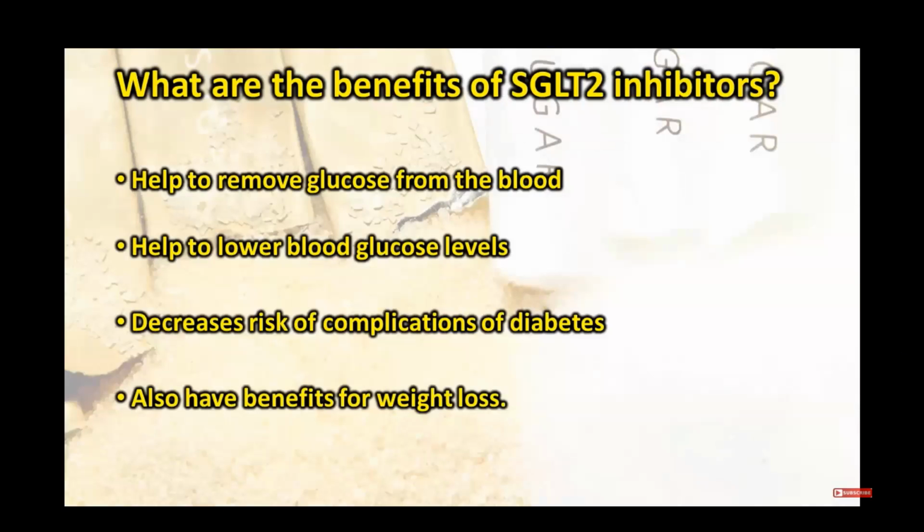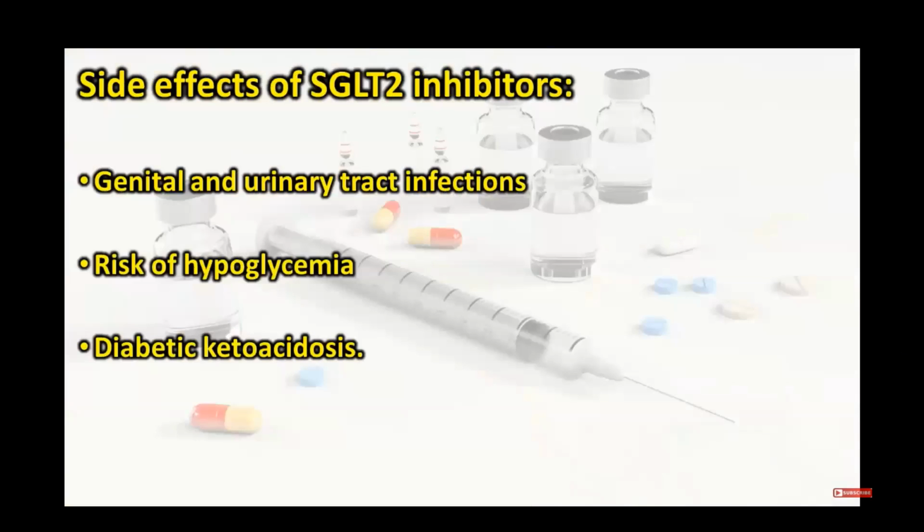SGLT2 inhibitors help to remove glucose from the blood and therefore help to lower blood glucose levels and thereby decrease the risk of complications of diabetes. By removing glucose from the body, SGLT2 inhibitors can also have benefits for weight loss.